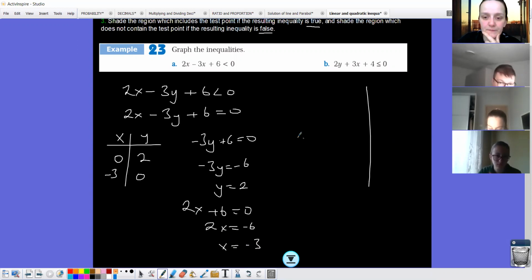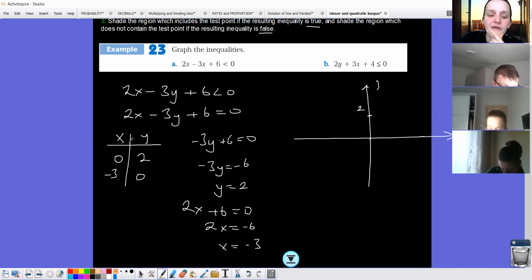Now I am drawing the graph. This one is enough for me. I'm drawing the graph x, y. When x is equal to 0, y is equal to 2, let's say here. And when y is equal to 0, x is equal to minus 3, let's say here. Look, our inequality is less than, there is no equality here, so my graph will be a dashed line, this one.